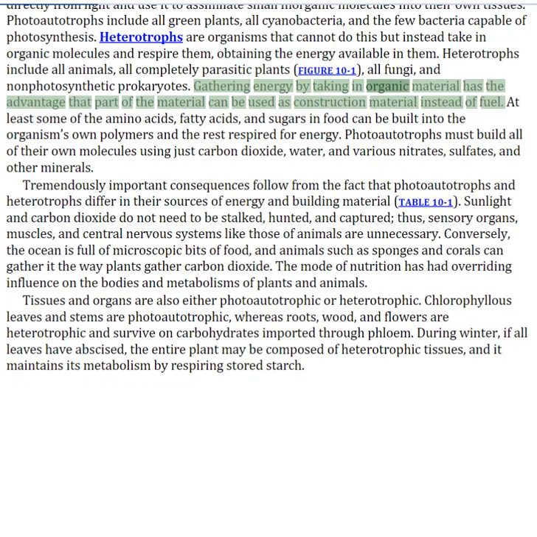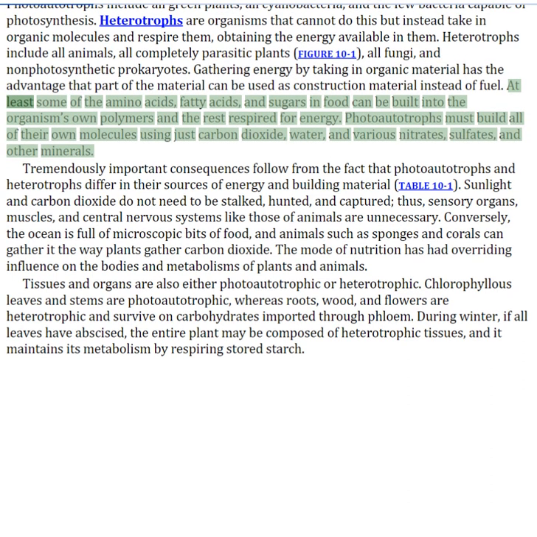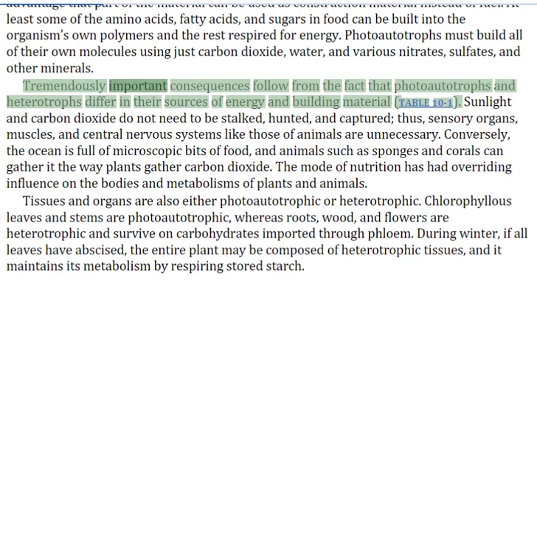Gathering energy by taking in organic material has the advantage that part of the material can be used as construction material instead of fuel. At least some of the amino acids, fatty acids, and sugars in food can be built into the organism's own polymers and the rest respired for energy. Photoautotrophs must build all of their own molecules using just carbon dioxide, water, and various nitrates, sulfates, and other minerals. Tremendously important consequences follow from the fact that photoautotrophs and heterotrophs differ in their sources of energy and building material.